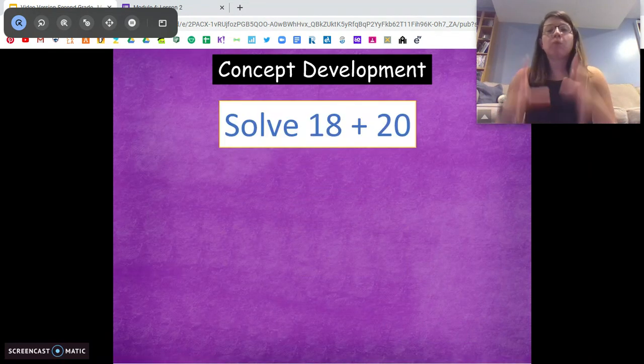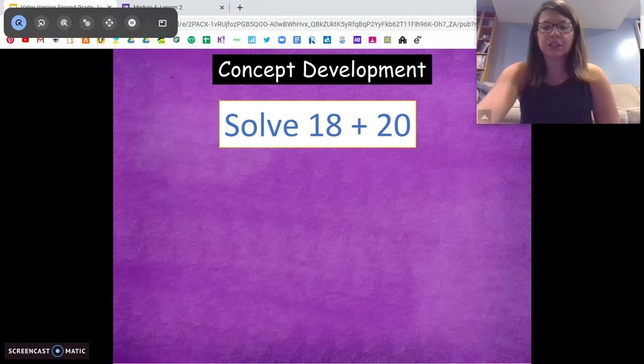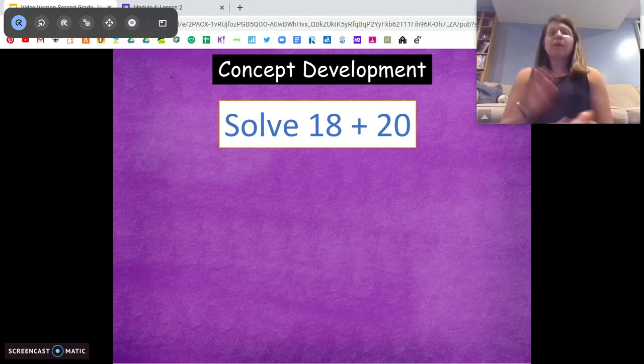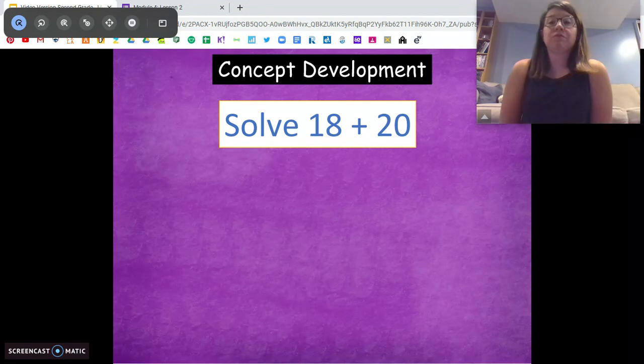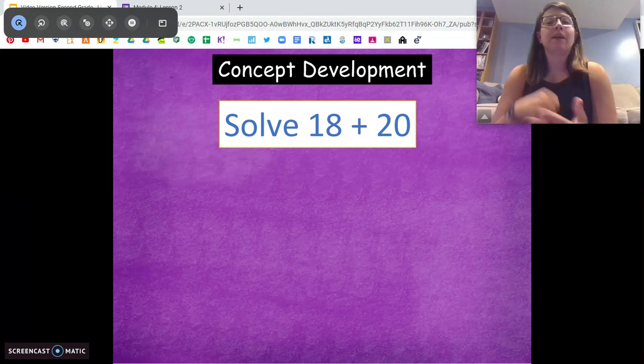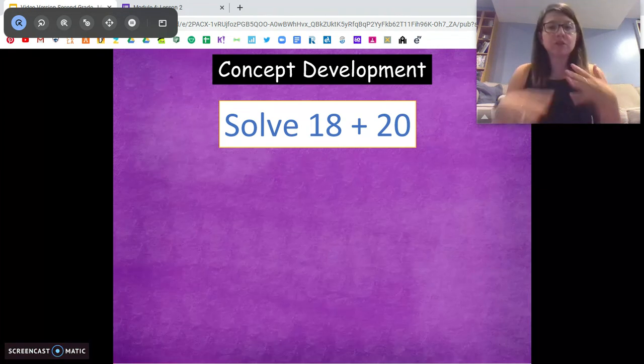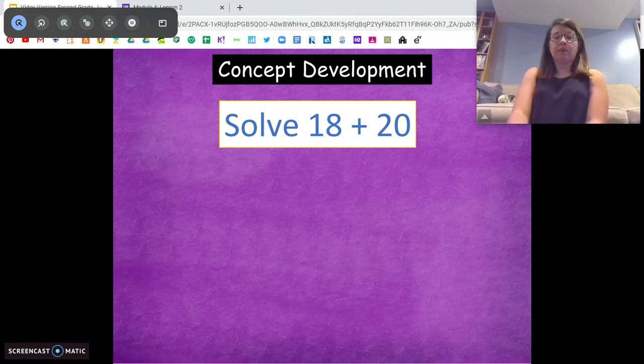So let's do one more together, and then I'm going to have you try them on your own, picking whatever strategy works for you. So I want you to get your paper out, and I want you to work through this with me so that you know how to do it and you know which one you like better. So write on your paper 18 plus 20. I want you to solve it both ways this time, just so you get used to it so you know which way you like better.